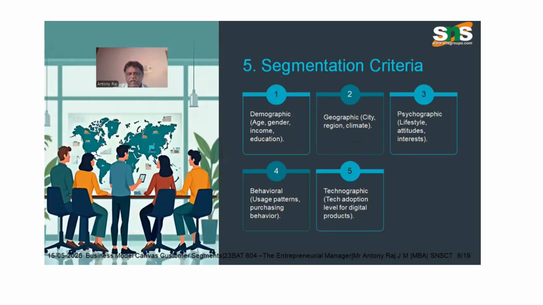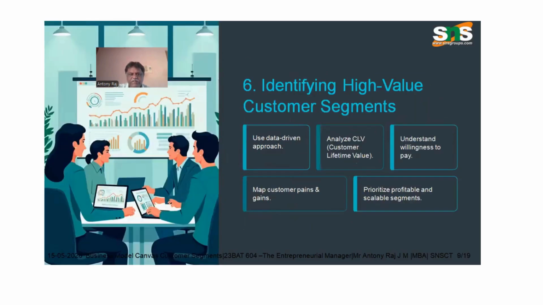Segmentation criteria, how it is done: based on demographics, the age and gender, income and education; based on geography; based on psychographics, the attitudes, the interests, as well as the lifestyle; and then behavior, the patterns, the purchasing behavior; and the technographic. So these are all bases on which we can do segments.